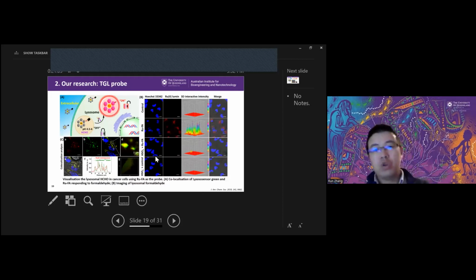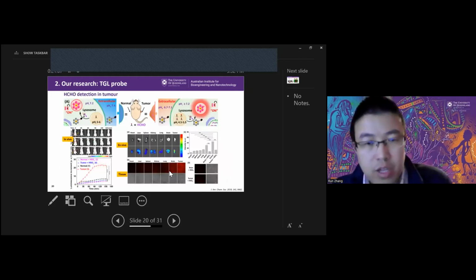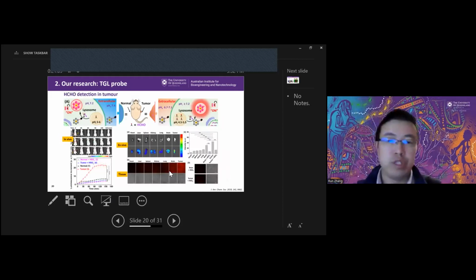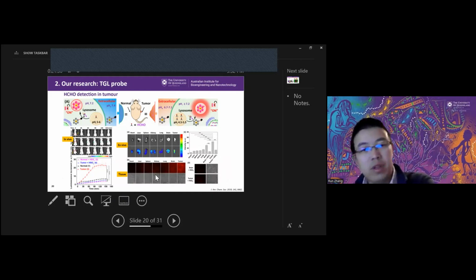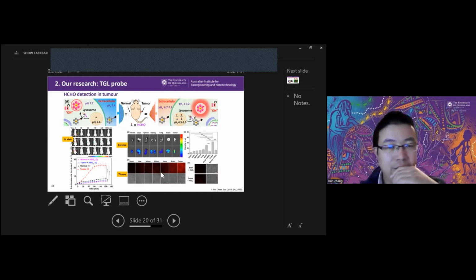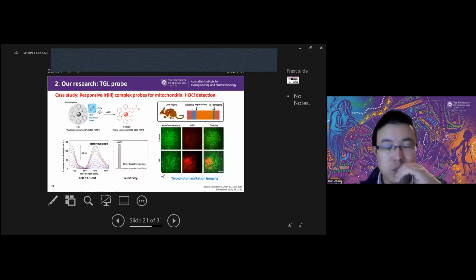So here, as we know, the tumor has higher activity and also lower pH, so the probes can be used for the formaldehyde detection in the tumor tissues. You can see here we inject the probe to the tumor, we get the very strong signal from the tumor, and we also get the ex vivo imaging. We get strong signal from the tumor tissues, and that's the story of the reduced dyes.